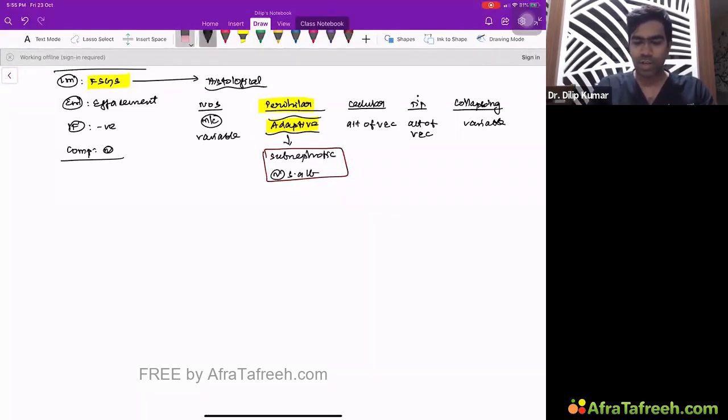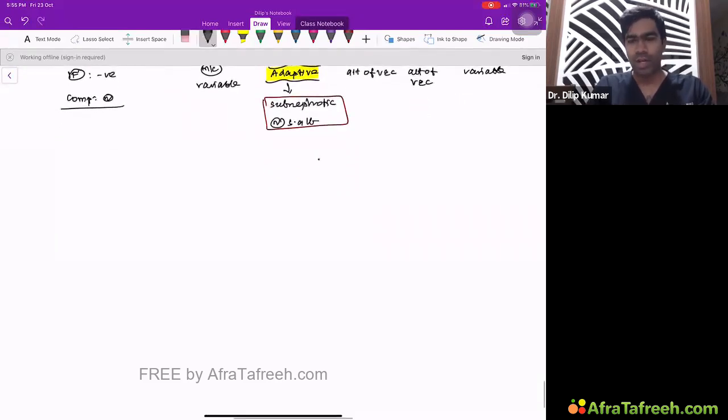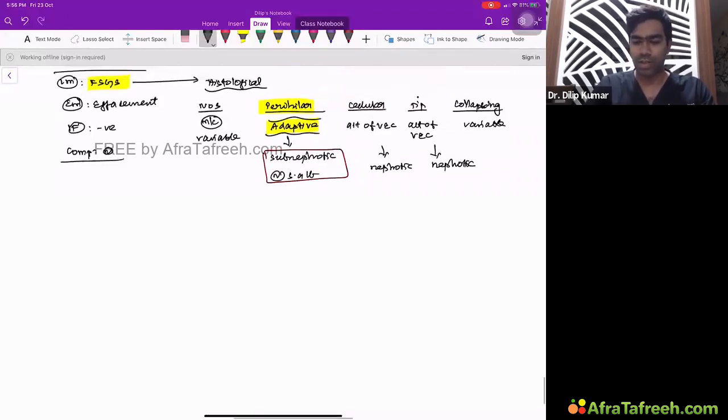So they produce subnephrotic proteinuria because it's an adaptive type of FSGS and they have normal serum albumin. Basically all other types will come with typical nephrotic range proteinuria only. They'll be nephrotic. This also will be nephrotic. But the other two are variable. As I told you, they can be nephrotic or subnephrotic. Doesn't matter, because they can happen in both adaptive as well as changes in the visceral epithelial cell.